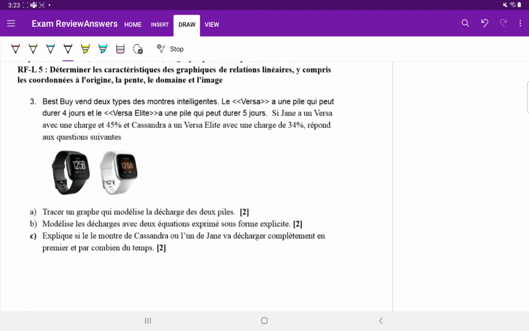So basically we have a situation where we've got two smartwatches, and in the question we find out that the Versa has a battery that can last for 4 days, and the Versa Elite can last for 5 days. All right. And then we've got to be careful. I'm going to keep the same highlighting paradigm for each one. Jane has a Versa, and that has a charge of 45%. I'm going to highlight that in blue because that's the Versa. And the Versa Elite is Cassandra, and she has it currently at 34%.